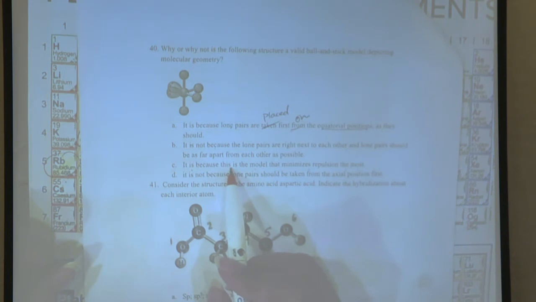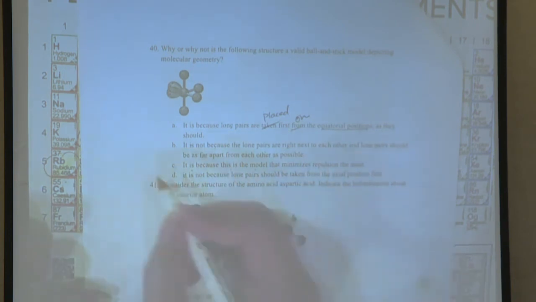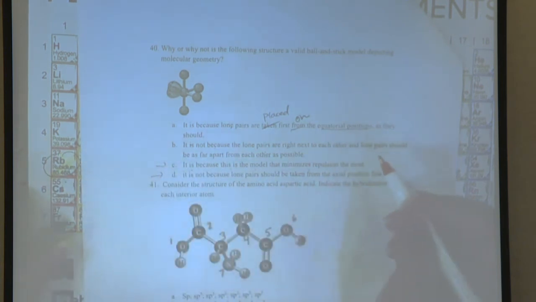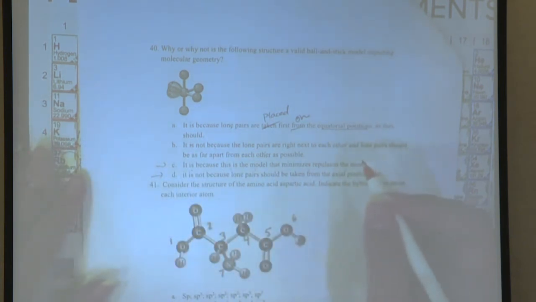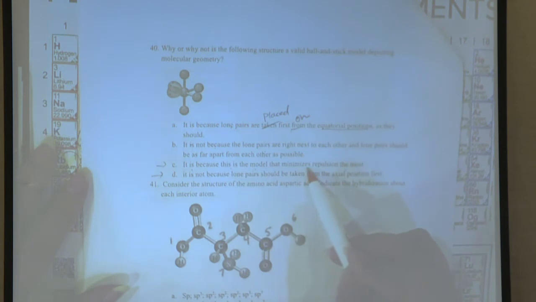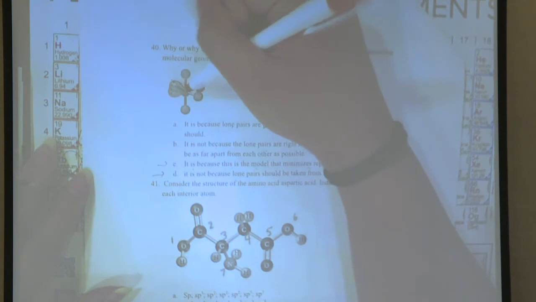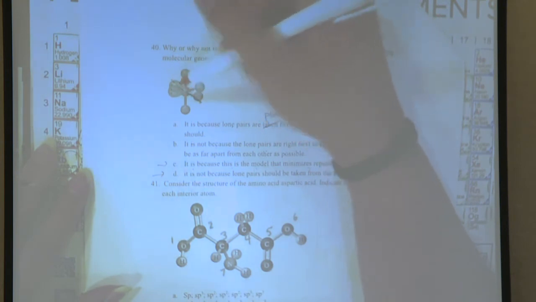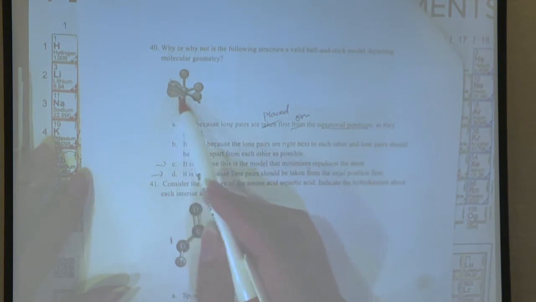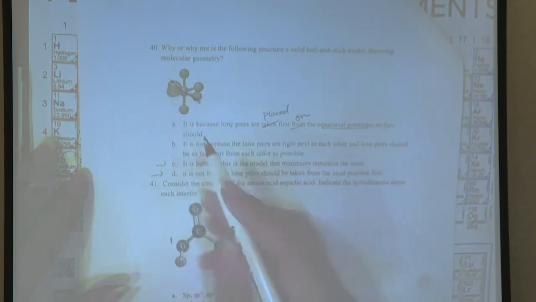And so, actually, I think I may have written this incorrectly, because in that case, both A and B would be correct. So I'm going to start with these two, and I'm just going to explain what a valid ball and stick model would look like. This is not the model that minimizes repulsion the most. If you wanted to minimize repulsion the most, you would put the lone pair here and here, not right next to each other. You see how there's only 90 degrees of separation between these two? If you wanted to minimize repulsion the most, you would make it 180 degrees, right? So C can't be the answer.